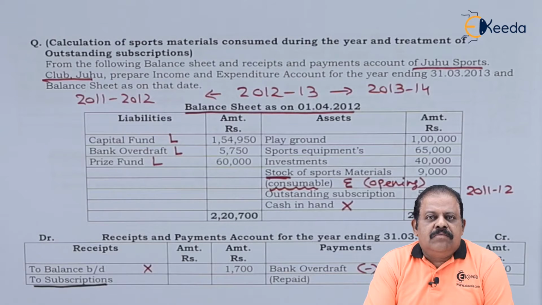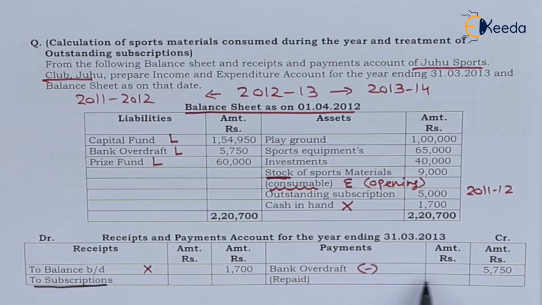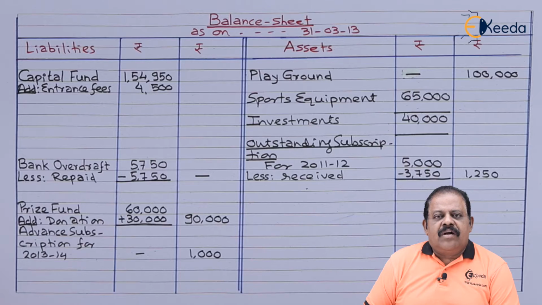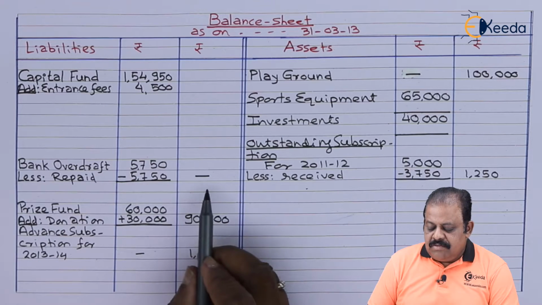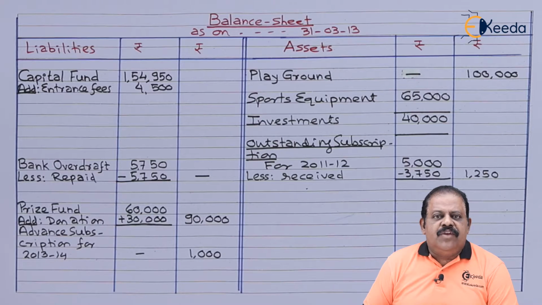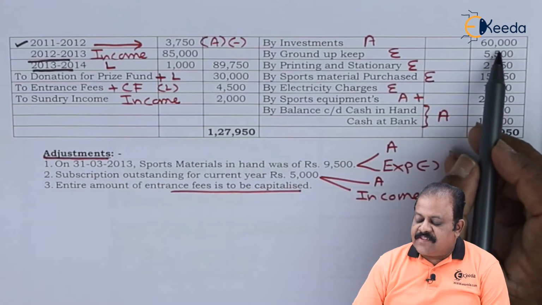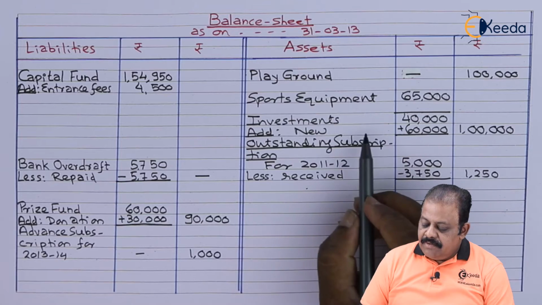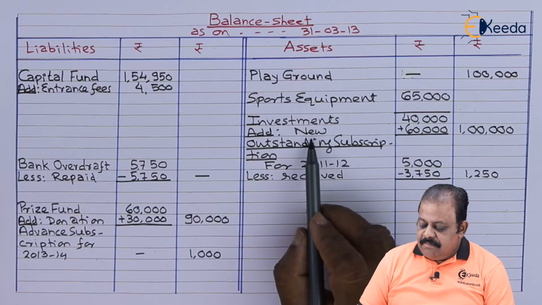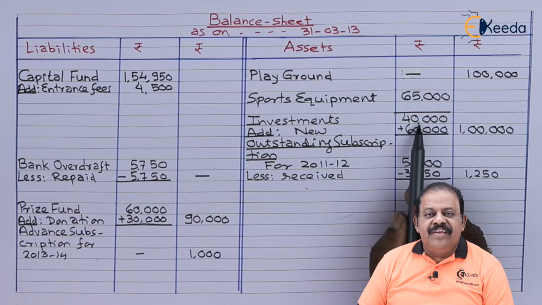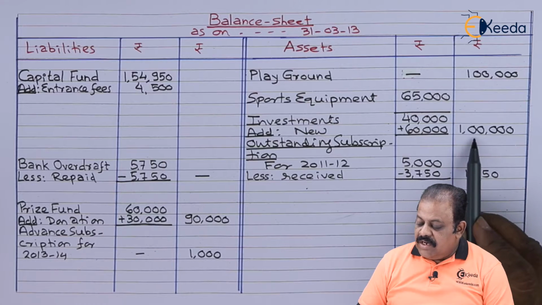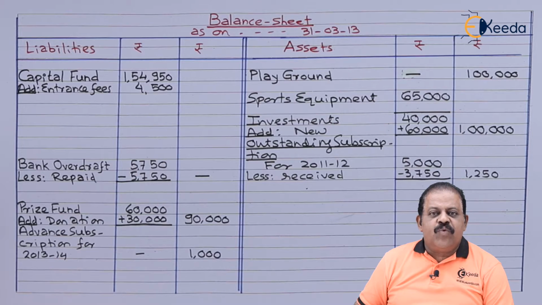Let us go through now payments made during the year. Bank overdraft is repaid 5,750. This will be recorded on liability side. Bank overdraft is repaid during the year, so it will not reflect in new balance sheet. Next, we have purchase of investment 60,000. On asset side, we have added purchase of investments to investment. So now total investments are rupees 1 lakh.